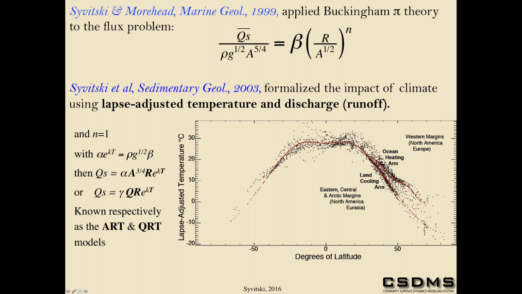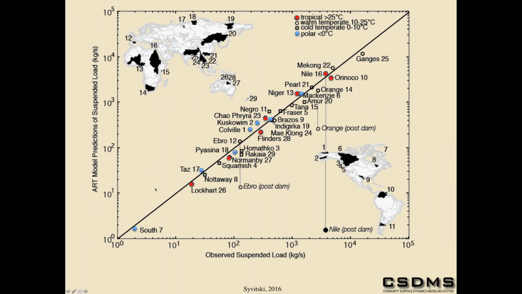We looked at this dimensionless flux formula, and through this coefficient beta, we introduced temperature in a very overt way. And we came up with two little formulas. One was called the ART equation, based on drainage basin area, relief, and temperature, and another one called the QRT formula, on discharge, relief, and temperature. And in this Science paper that we put out in 2005, one of the things we applied was the ART formula to what could be considered pristine rivers.